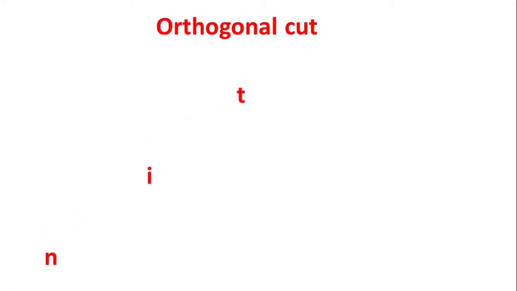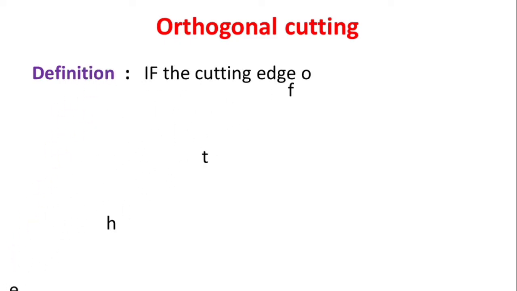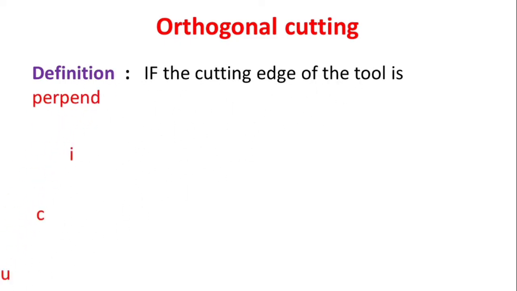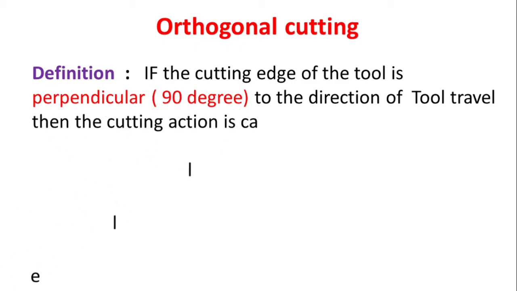In this video, firstly we will discuss the orthogonal cutting concept. First we will take the definition of orthogonal cutting. Definition: if the cutting edge of the tool is perpendicular, that is 90 degree, to the direction of tool travel, that is direction of feed, then it is called as orthogonal cutting.